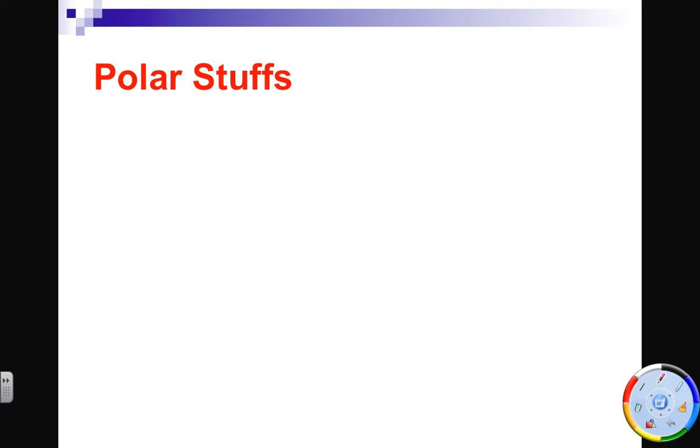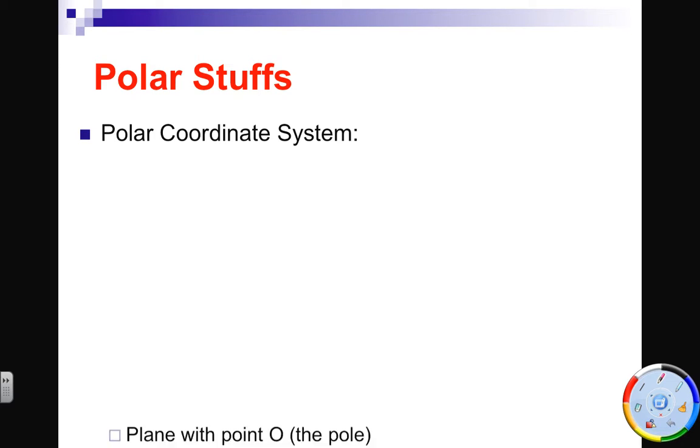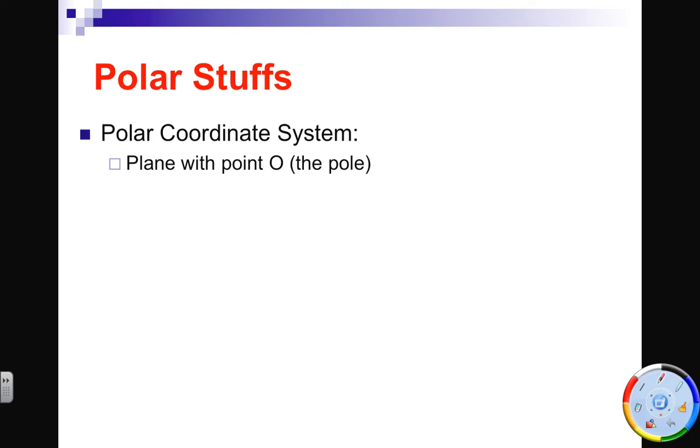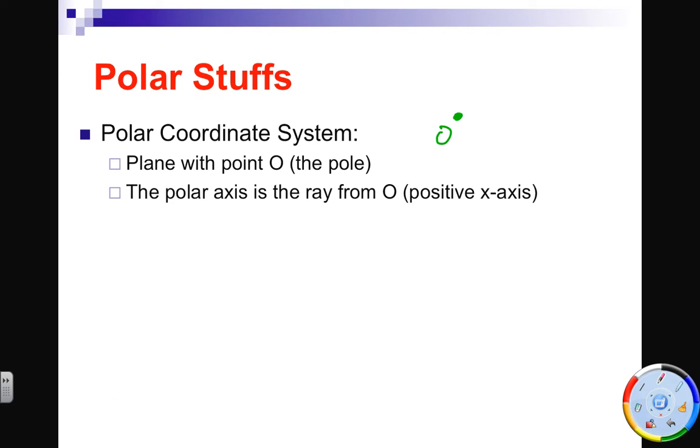All right, so let's look at some of the things that we are going to be covering here. We're going to start off with just the polar coordinate system in general, and I'll show you what a graph of one would look like in just a moment. It's a plane with a point O. We call that the pole, like I discussed when talking about looking at the North Pole on your globe. Everybody has globes at home, right?